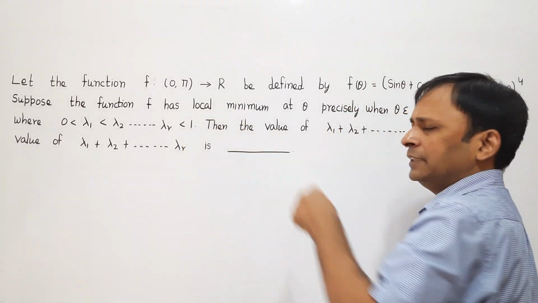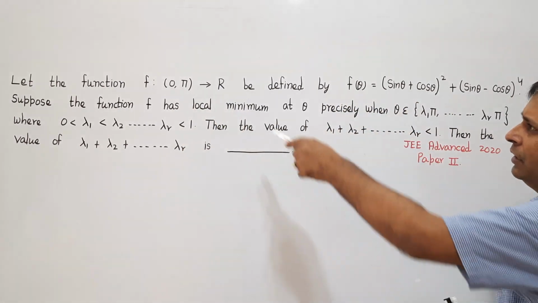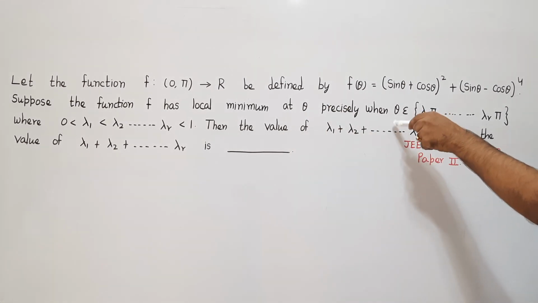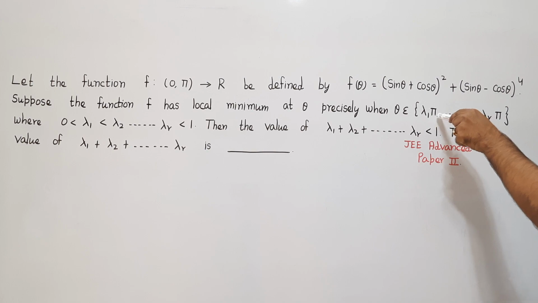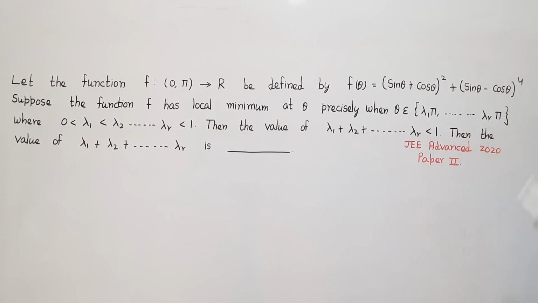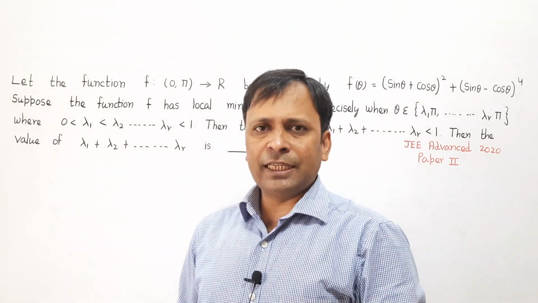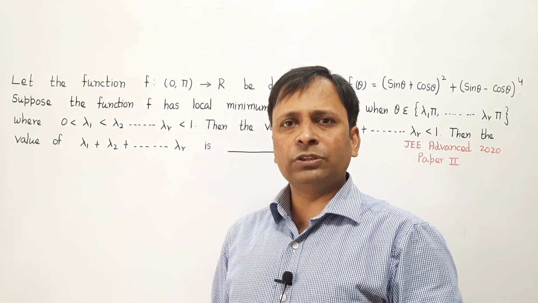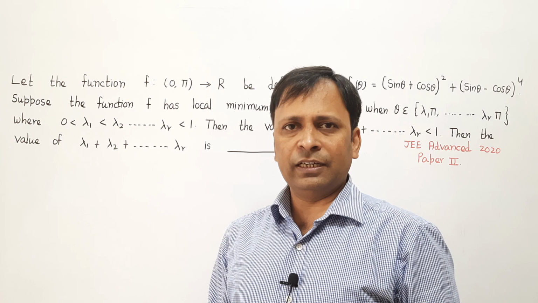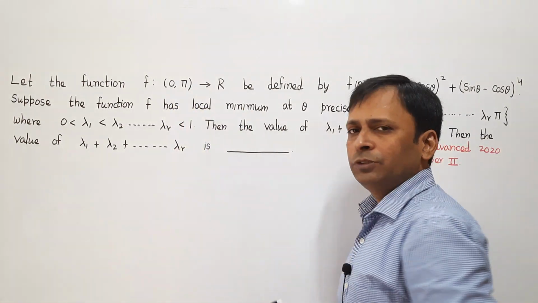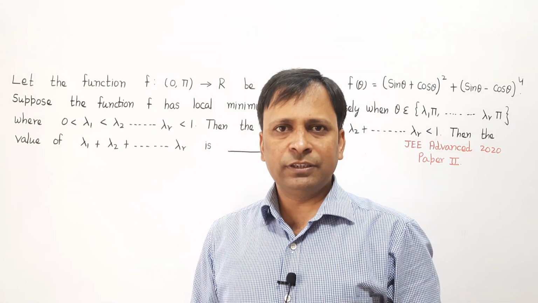After that he is saying that this same function f has a local minimum at certain values of theta, which is given by this set, theta belonging to lambda 1 pi, lambda 2 pi and so on till lambda r pi. That means here he is asking us to find all those values of theta where theta takes the local minimum value in the interval from 0 to pi. So we will get certain values of theta.